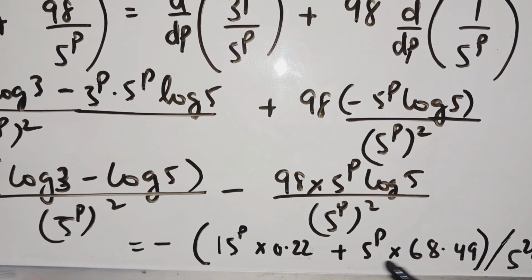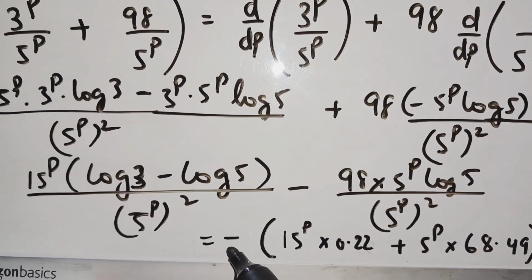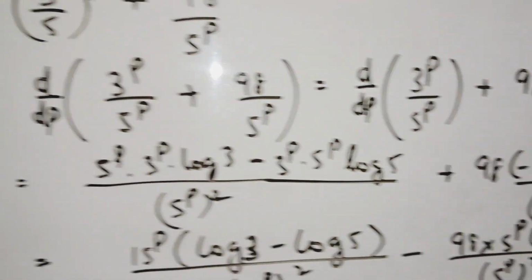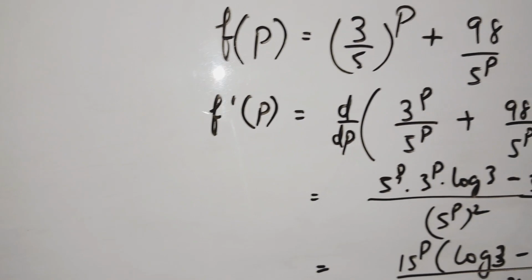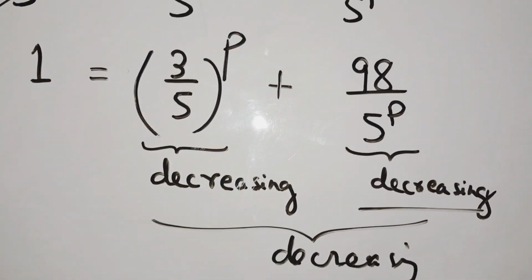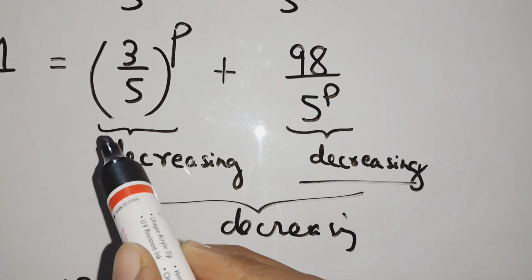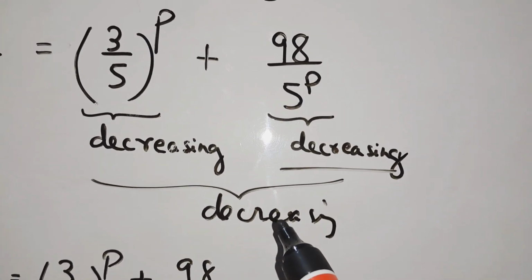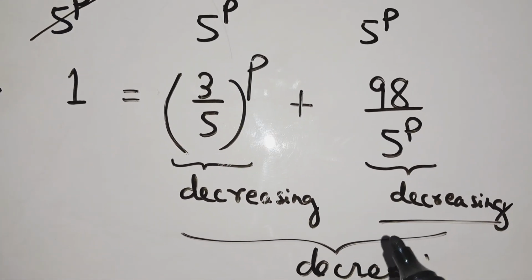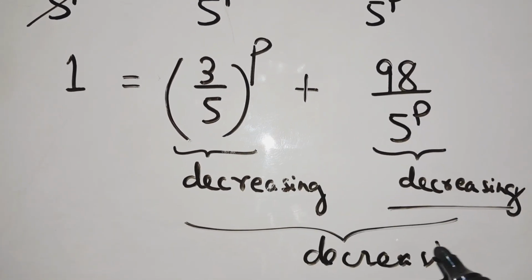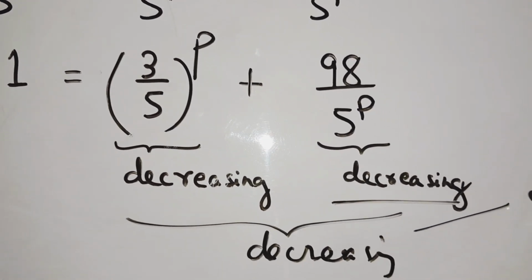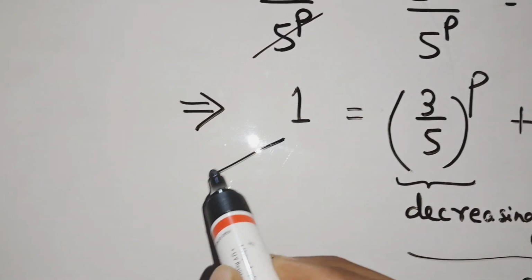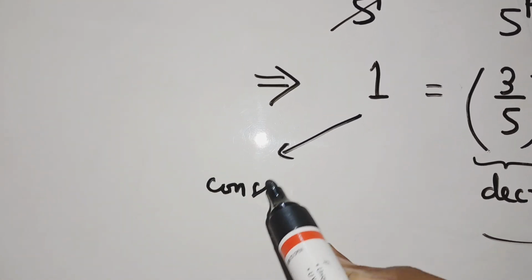This is all no matter, you just have to see that this is negative, so this is less than 0. Okay, so if f dash p is less than 0, we can say that this function is decreasing. The sum of two decreasing functions is again a decreasing function. Okay, now we will see that this RHS is decreasing, and the LHS is nothing but a constant function.